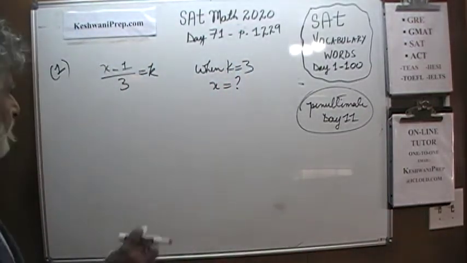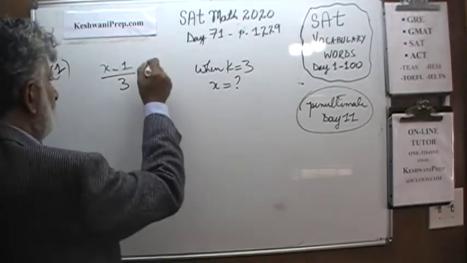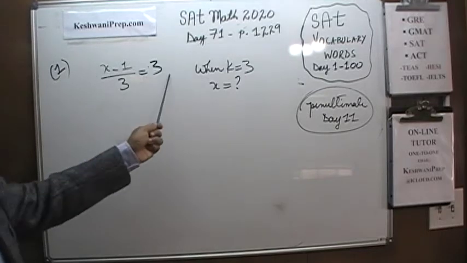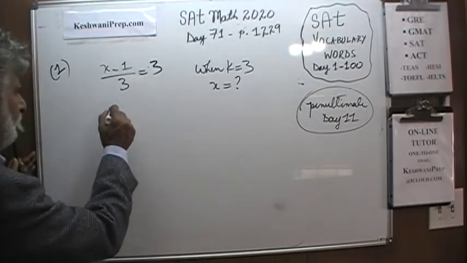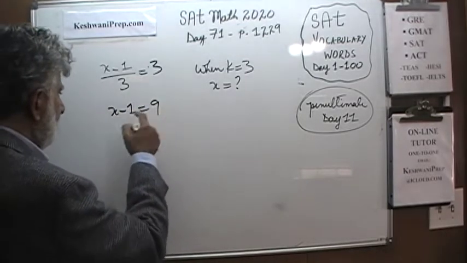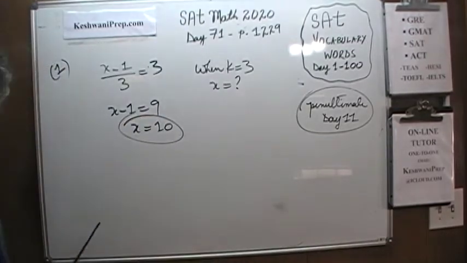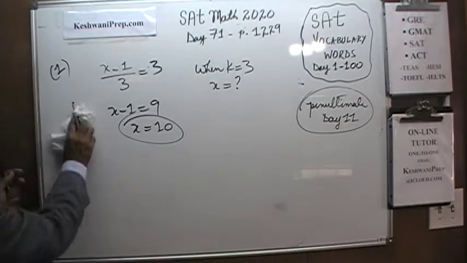If k is equal to 3, let's put in 3 right here. When k is equal to 3, we cross multiply: 3 times 3 is 9, so x minus 1 is simply 9, bring the 1 to this side and x is equal to 10. Very simple, very straightforward. Number 2.